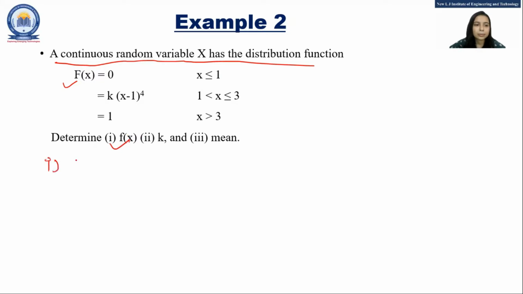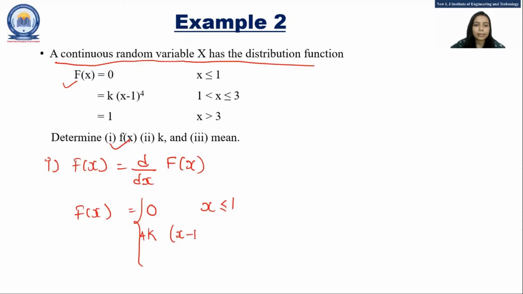So for the first case, f of x is nothing but d by dx of F of x. So f of x would be 0 when x is less than 1, then 4k into x minus 1 to the power 3 when x is greater than 1 and less than or equal to 3, and 0 when x is greater than 3.